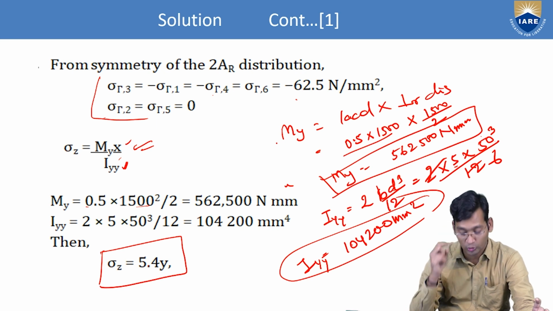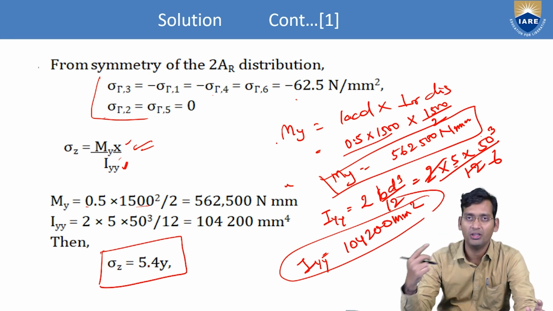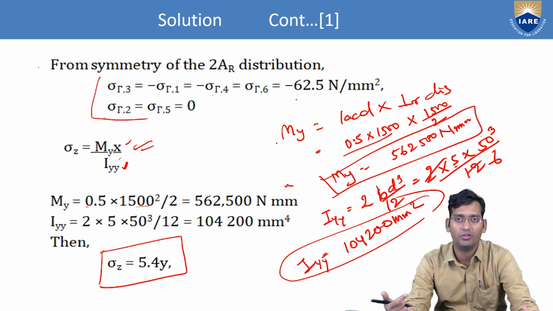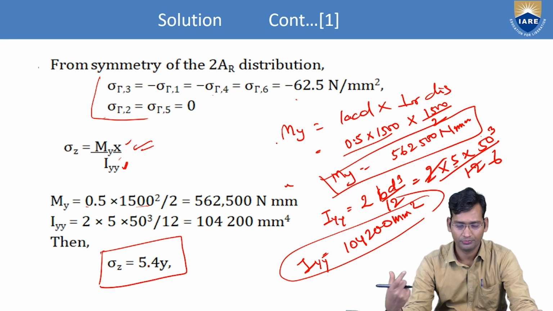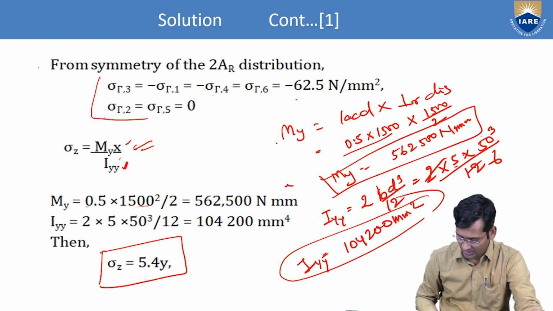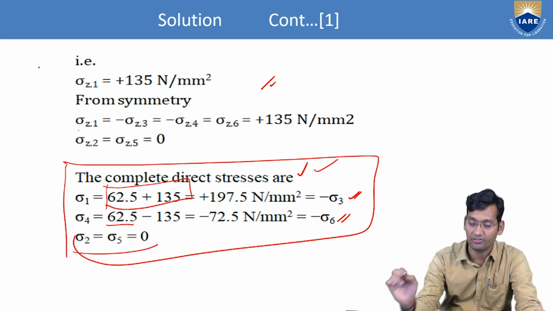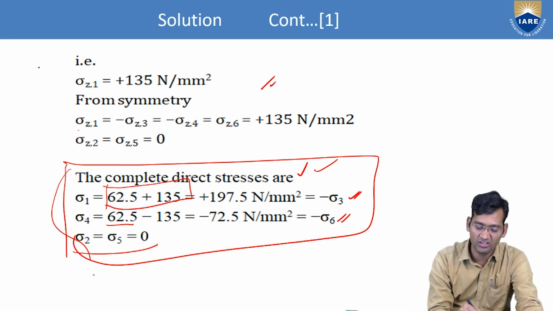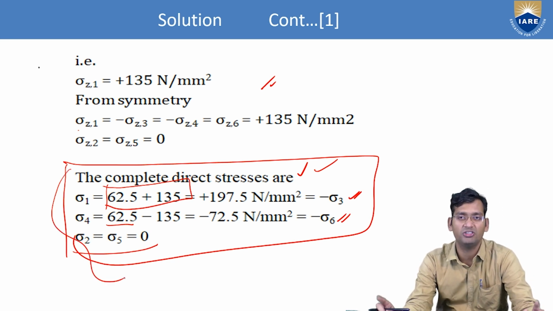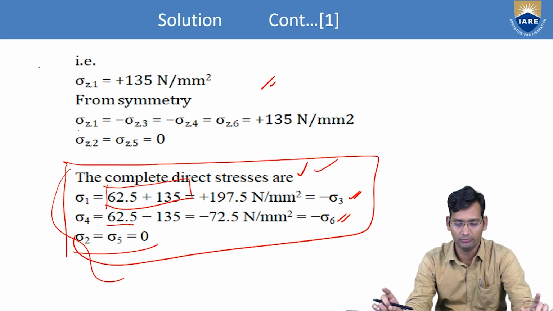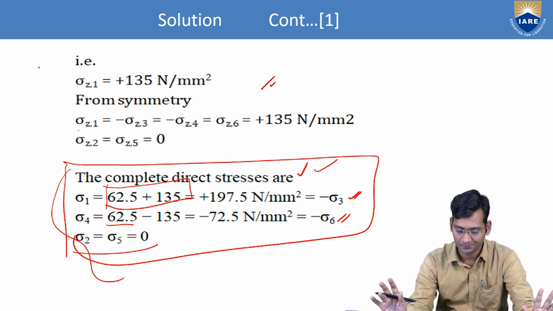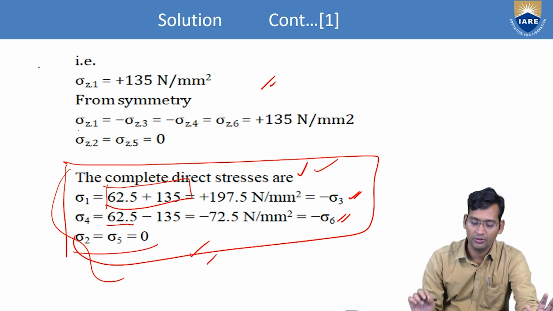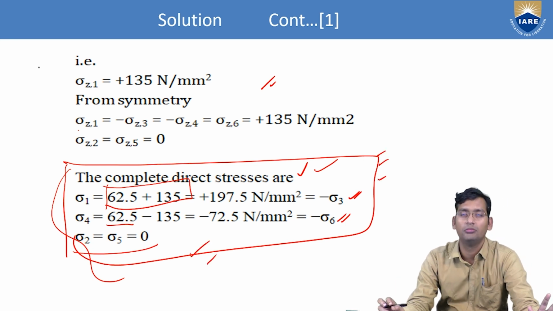But in this case, when both are combined, what happens? According to the axis of symmetry, first we have to find sigma tau and sigma z separately, and after that we just have to add them, with direction. Whatever value you get, then you will get the values of sigma 1, sigma 2, sigma 3, sigma 4, sigma 5, and sigma 6. So you have to take care of this step.